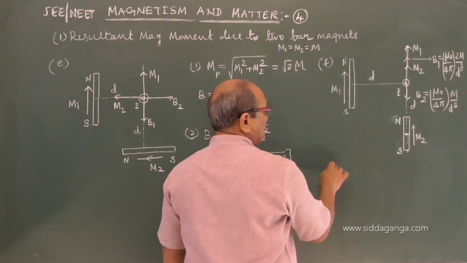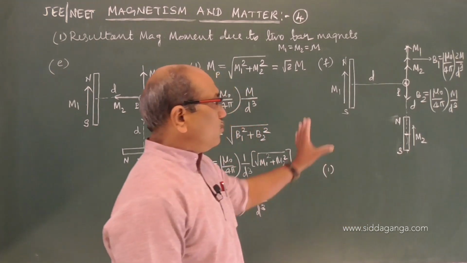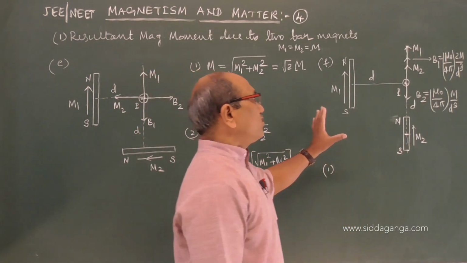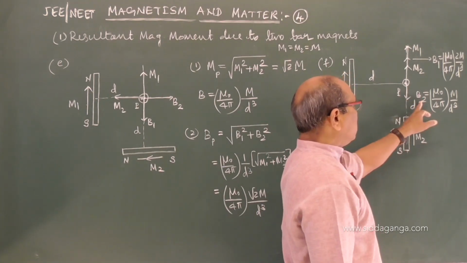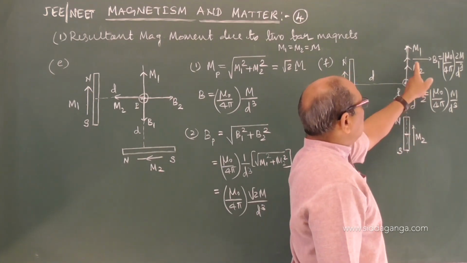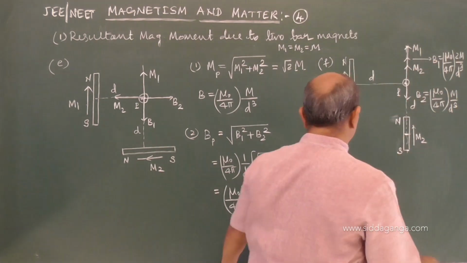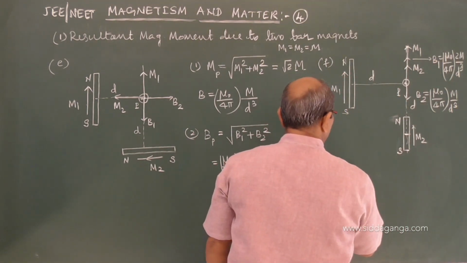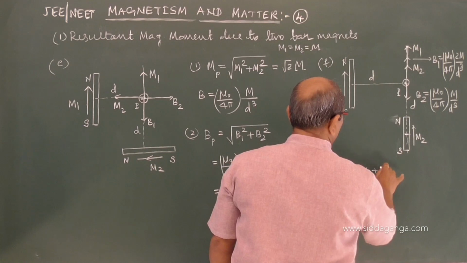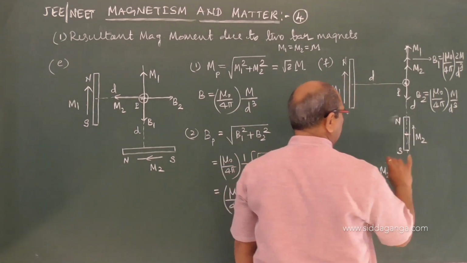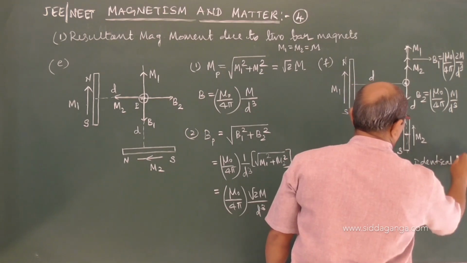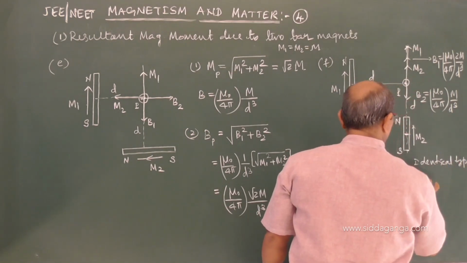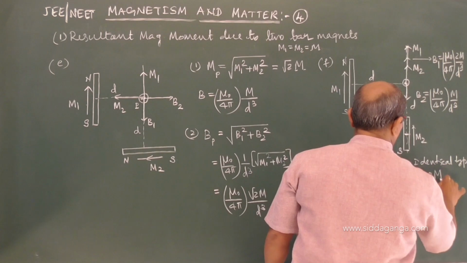So what is the resultant moment in this case? I hope you are understanding the direction I am mentioning. For M1, perpendicular to the axis, the field present is opposite to m. Along the axis, the field present is in the same direction as m. The net moment resultant at P is M1 plus M2. If they are of identical type, we can write MP is equal to 2M.